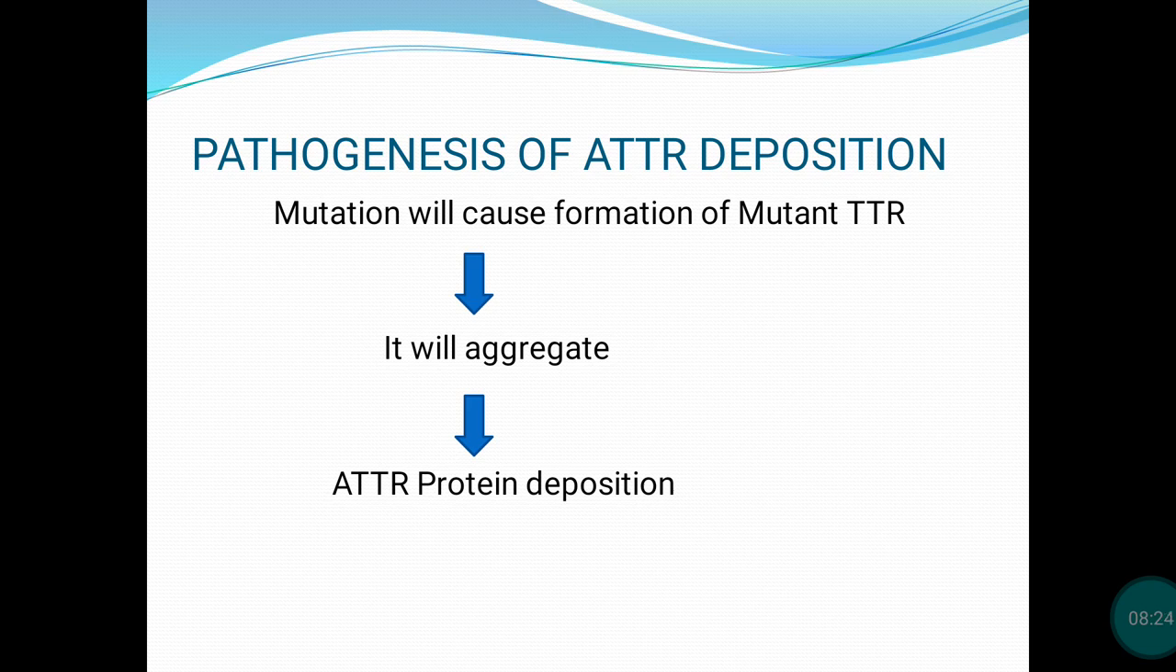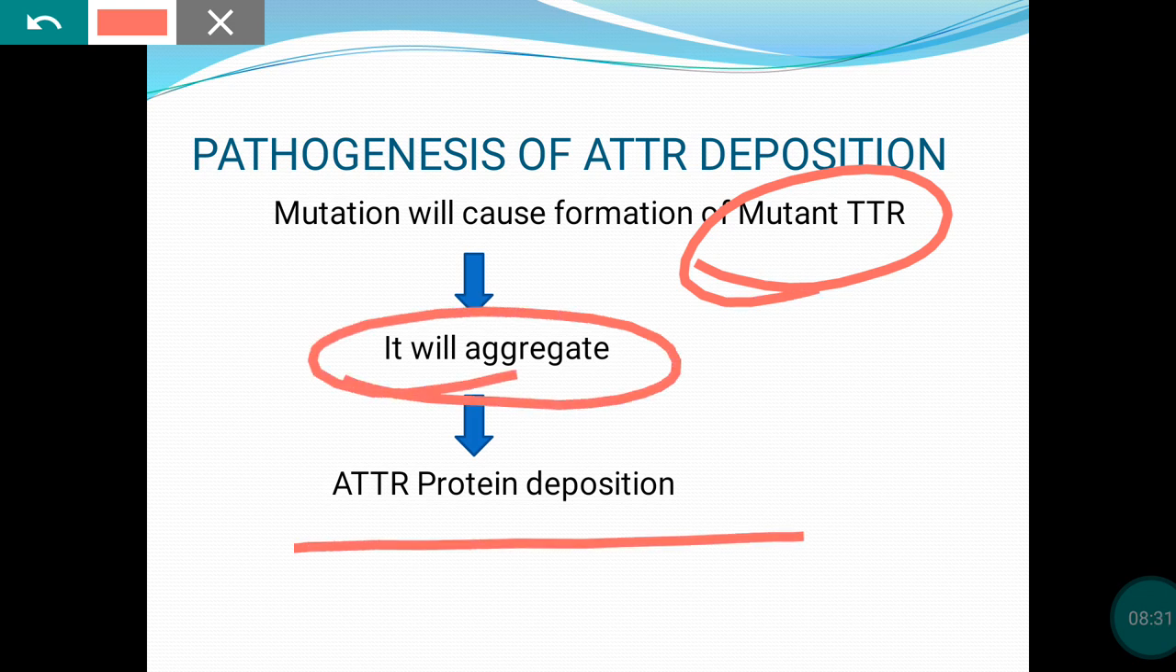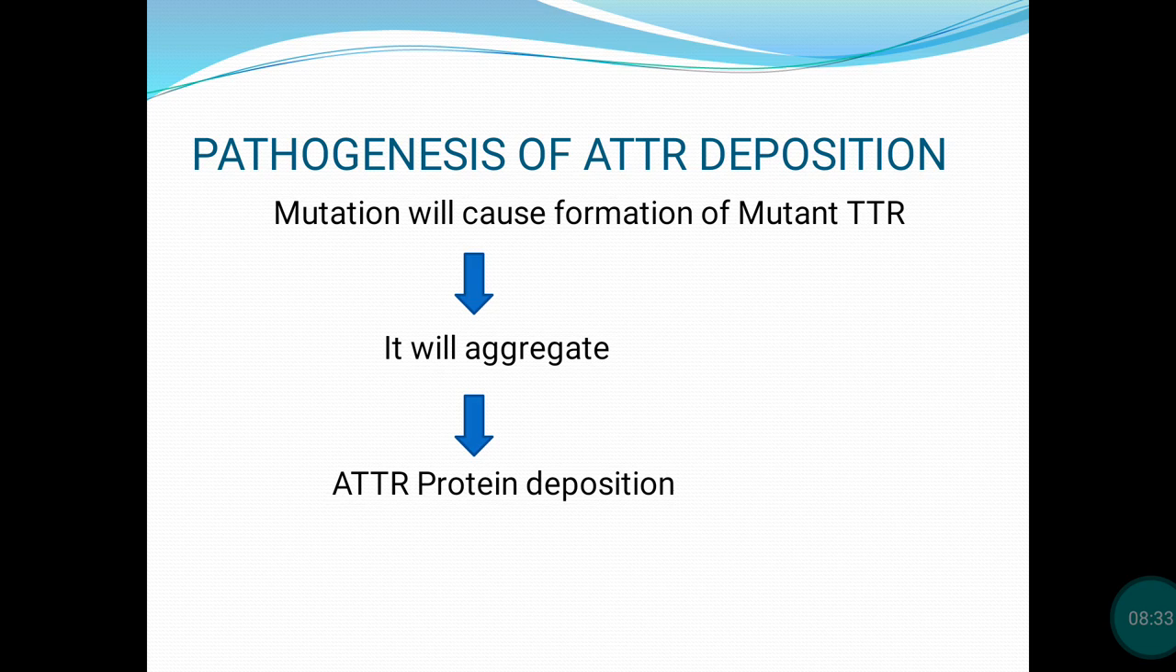Now the another one is ATTR deposition. Sometimes the transthyretin might get mutated and so it will get aggregated in the body and it gets deposited. So that is the transthyretin deposition.